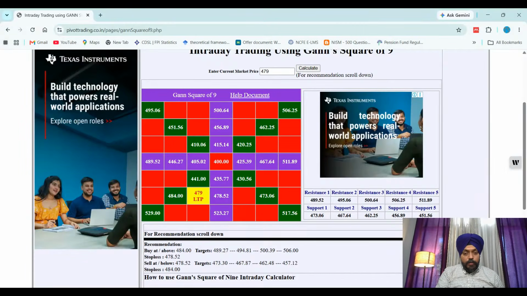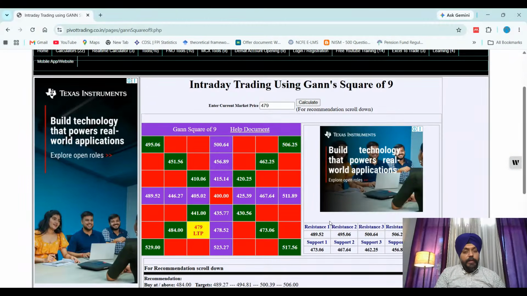Now there is a question you are asking me: how did you generate 473, 489? I have not generated this. I have generated these prices using Gann square of 9 level 1.